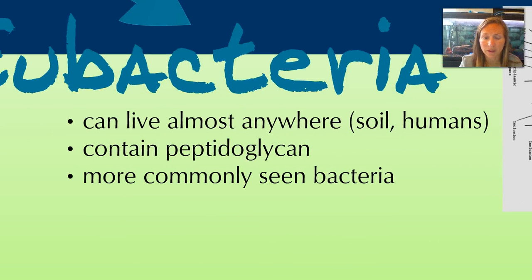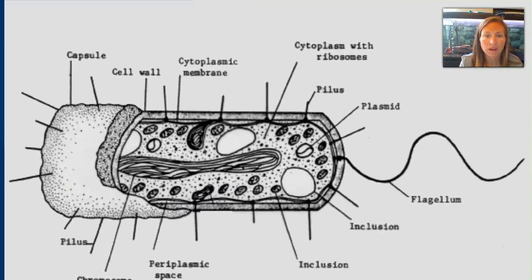Now, the Eubacteria are what we more commonly see. They can live almost anywhere, soil, humans, whatever, and they do contain peptidoglycan in their cell walls. Now, here's a diagram of typical organelles and parts of a bacteria.